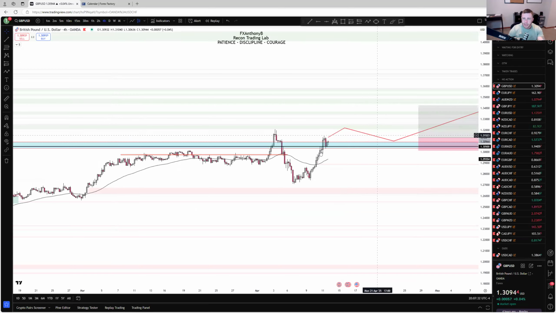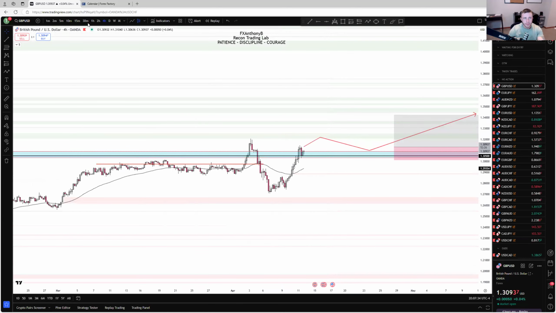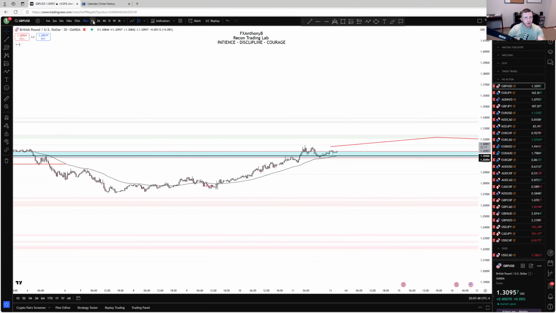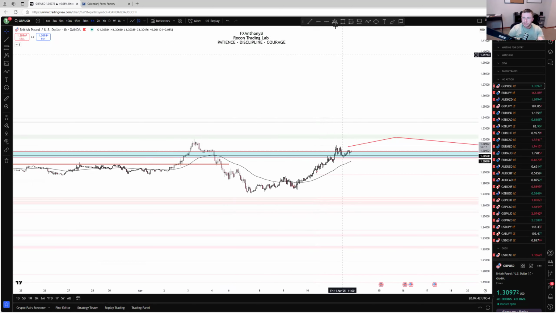Let's see what the 4 hour looks like. I said 4 hour is bullish. 1 hour is, yeah, we need to push. We need more push. We need to push into this.